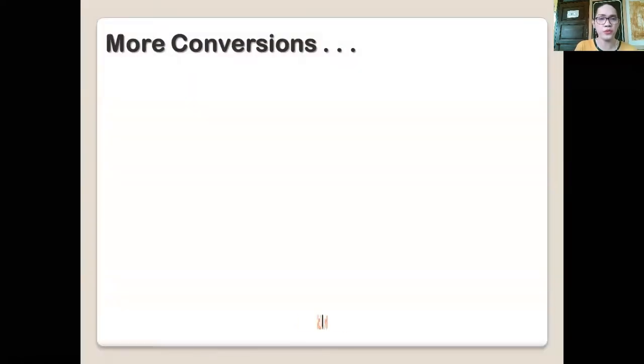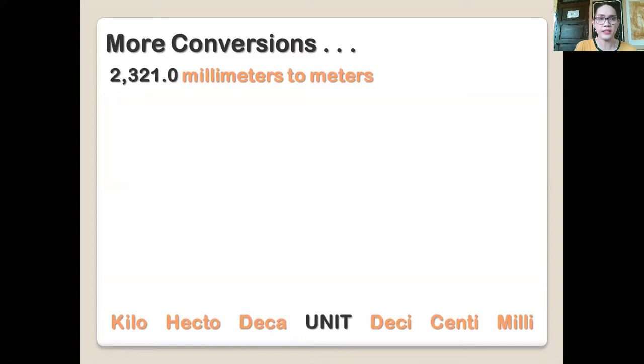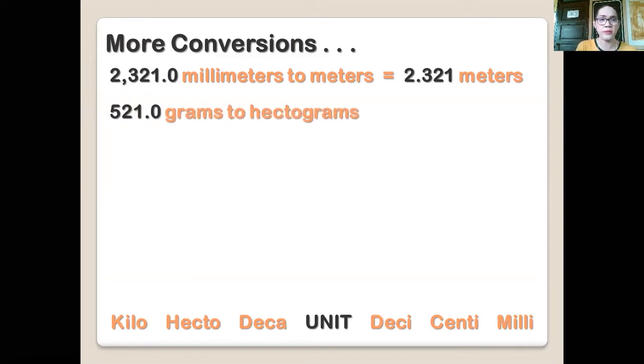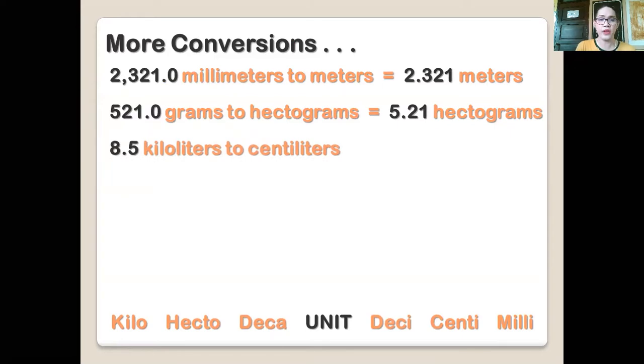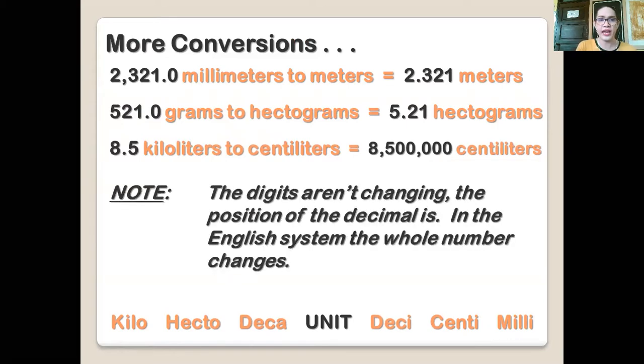So now, more conversions. Let's say 2,321.0 millimeters to meters. That is equivalent to 2.321 meters, following the steps that I discussed a while ago. For 521.0 grams to hectograms, that gives you 5.21 hectograms. And for 8.5 kiloliters to centiliters, that gives you 8,500,000 centiliters. And of course, take note, the digits aren't changing.